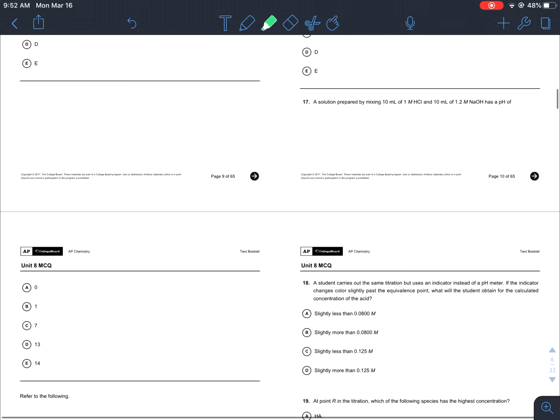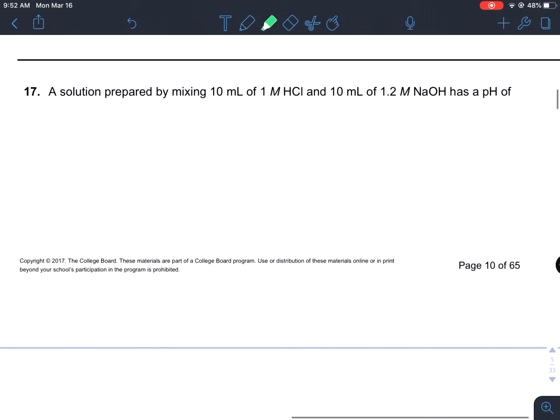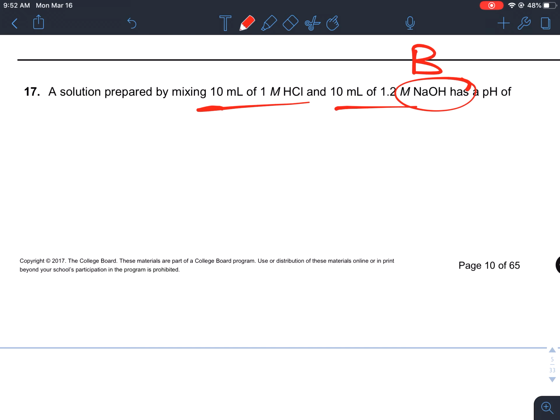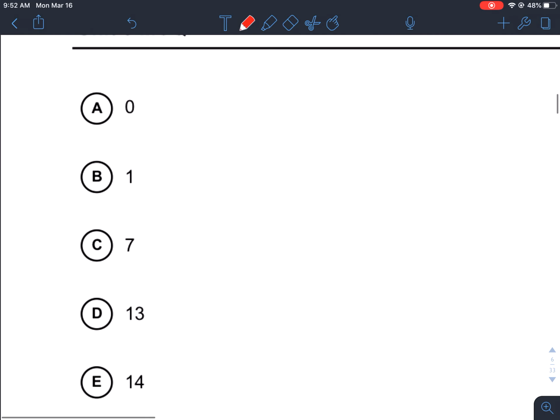All right, number 17. A solution of 10 milliliters of 1.0 molar HCl and 10 milliliters of 1.2 molar NaOH has the pH of what? Now, okay, look. Just looking at it, I could see that there's more NaOH. So I know the thing's going to be basic. So look at your possible answer choices. It can't be 0, it can't be 1, it can't be 7. It has to be 13 or 14 because it has to be basic.